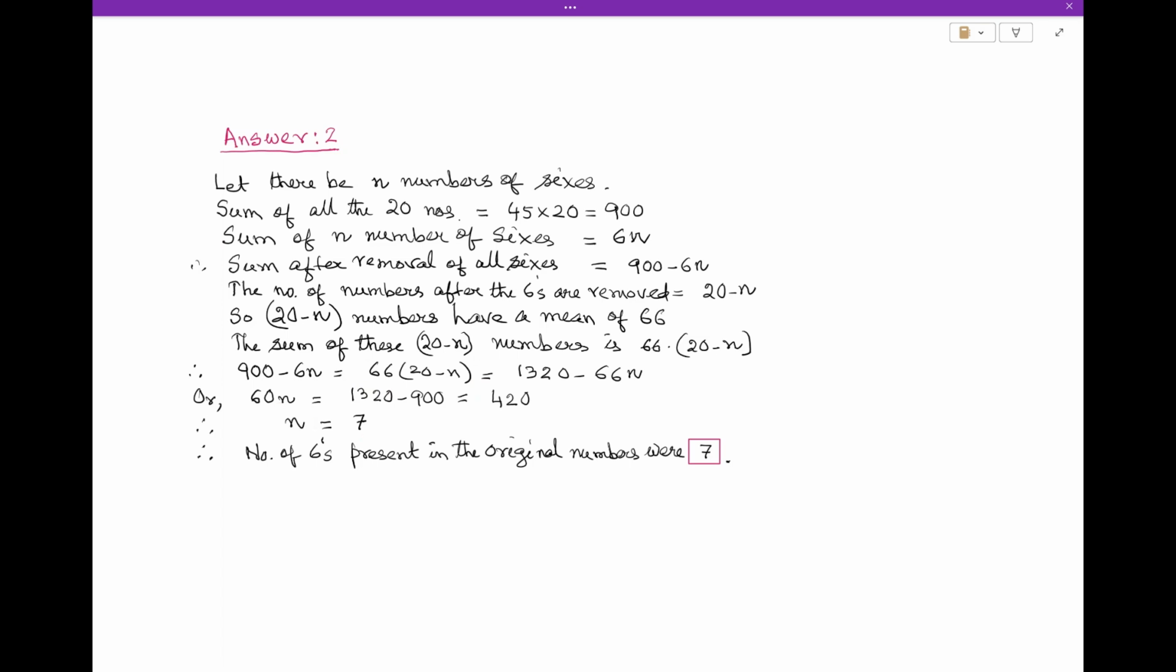So we get 60n is equal to 1320 minus 900, that is 420. So n is equal to 7. Therefore, the number of 6's present in the original numbers was 7.